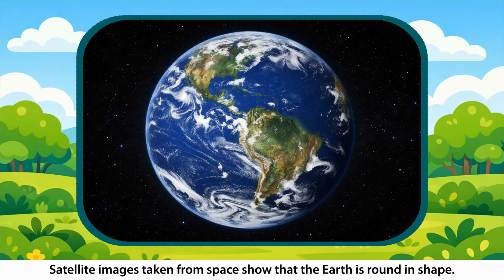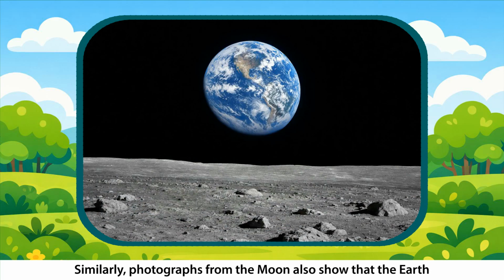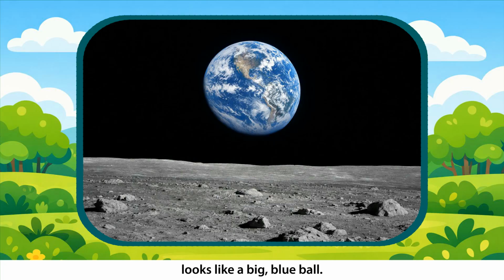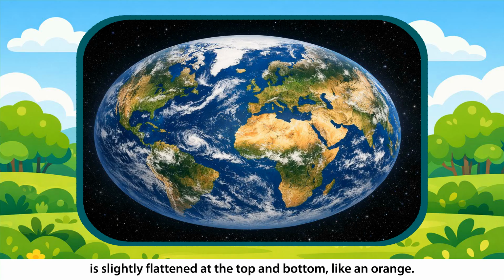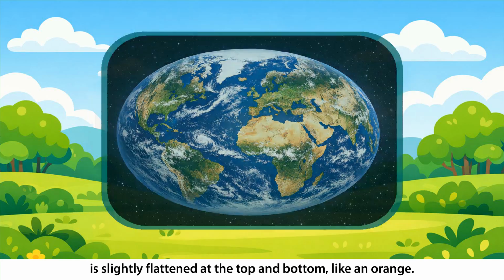Satellite images taken from space show that the Earth is round in shape. Similarly, photographs from the Moon also show that the Earth looks like a big blue ball. However, Earth is not a perfect sphere. It is slightly flattened at the top and bottom, like an orange.